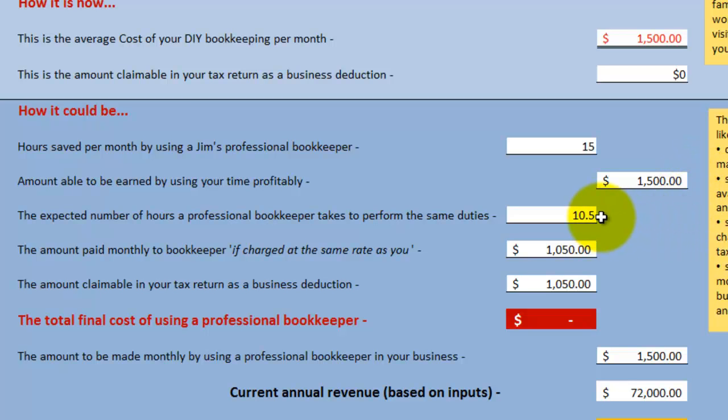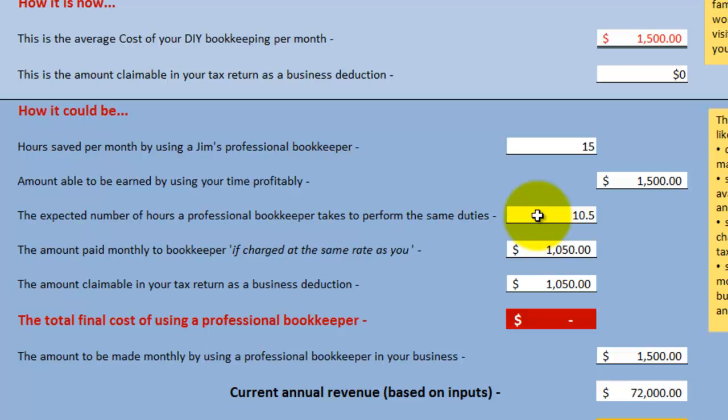Now, we know by experience that on average a Jim's professional bookkeeper can perform the same account management duties about 30% faster thanks to their professional training and experience. So if it's taking my plumber about 15 hours, it can be expected to take the Jim's bookkeeper about 70% of that time, which is only about 10.5 hours in this case. Of course, it's important to know that every Jim's bookkeeper is an independent business owner, and as such they set their own rates.